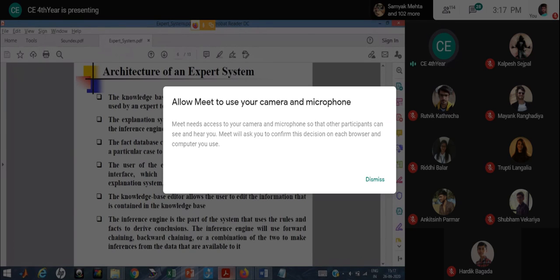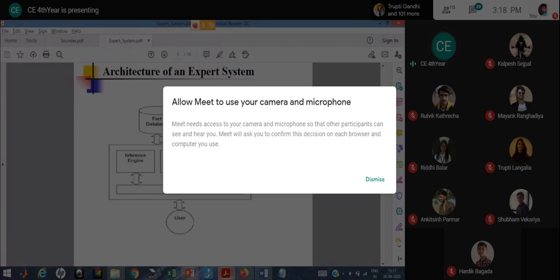So the knowledge base contains specific domain knowledge that is used by an expert to derive the conclusion from the facts. In the case of a rule-based expert system, this domain knowledge is expressed in the form of a series of rules. Okay.